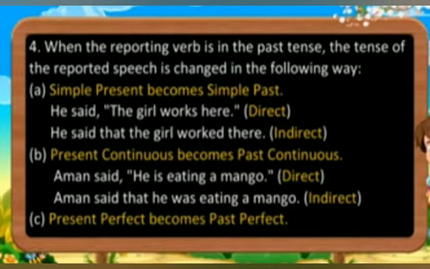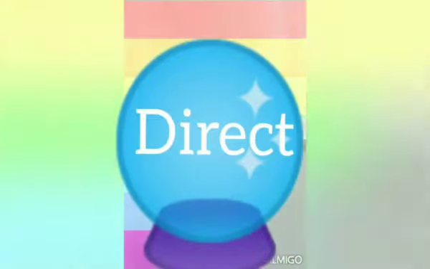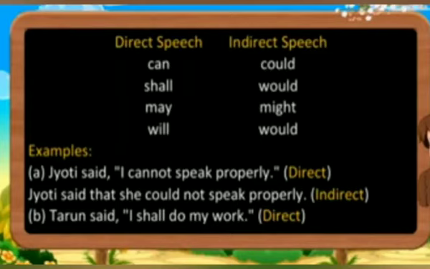Number 1, simple present becomes simple past. For example, he said, the girl works here. Direct. He said that the girl worked there. This is indirect. Present continuous becomes past continuous and so on. In indirect speech, can changes into could, will and shall into would, and may changes into might.